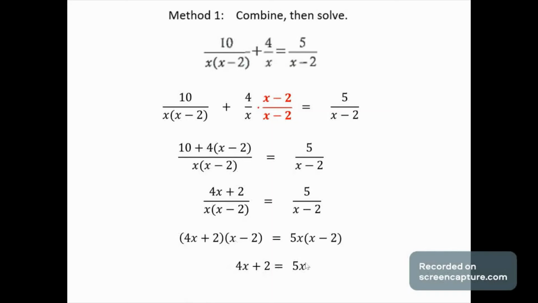Let's pause here. I noticed there's an x minus 2 here and an x minus 2 here. So why not just cancel them on both sides, right? We can actually divide by x minus 2 on both sides, cancel it, it's gone. So we're left with just 4x plus 2 equals 5x. And that's easy to solve. We have x equals 2.